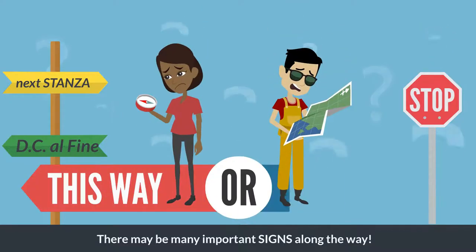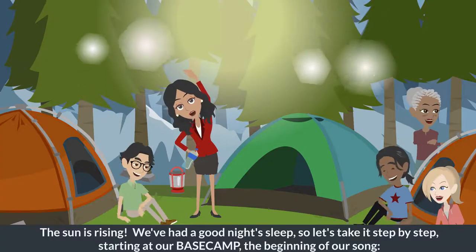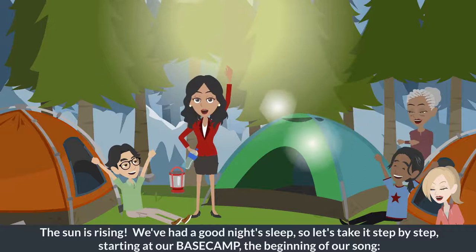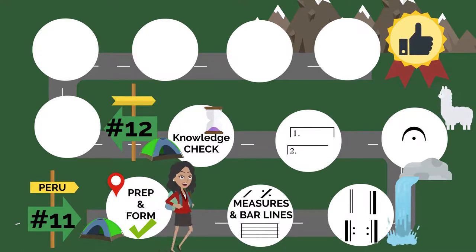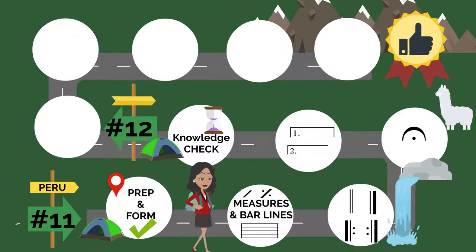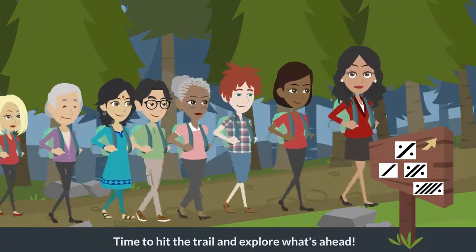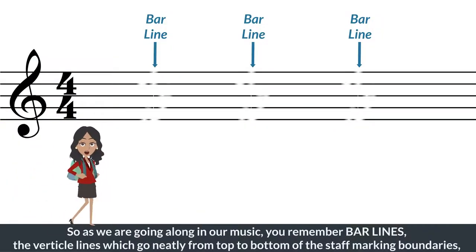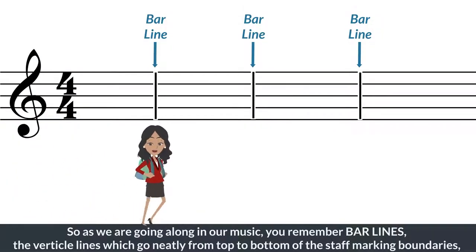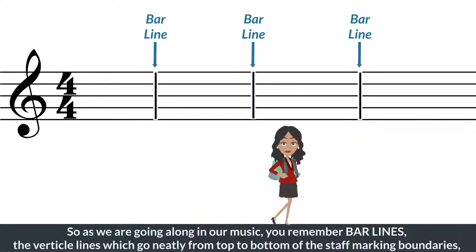There may be many important signs along the way. The sun is rising, we've had a good night's sleep, so let's take it step by step, starting at our base camp, the beginning of our song. Time to hit the trail and explore what's ahead. So, as we're going along in our music, you remember bar lines, the vertical lines which go neatly from top to bottom of the staff, marking boundaries.